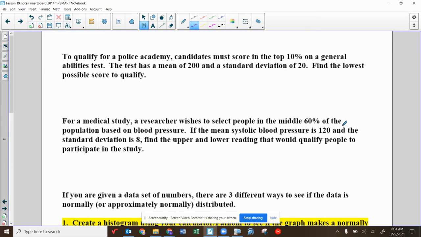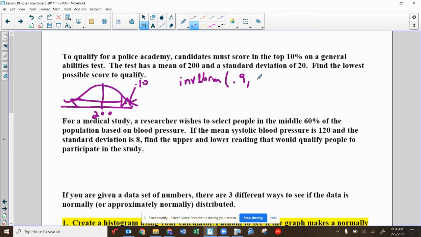All right, to qualify for a police academy, candidates must score in the top 10% on their test. The mean of 200, standard deviation of 20. So we want the top 10%. Right, find the lowest possible score to qualify. So remember, we are doing here to the left. So if to the right's 10%, that means to the left would be 90%. So we would do inverse norm, 0.9, mean of 200, standard deviation of 20.